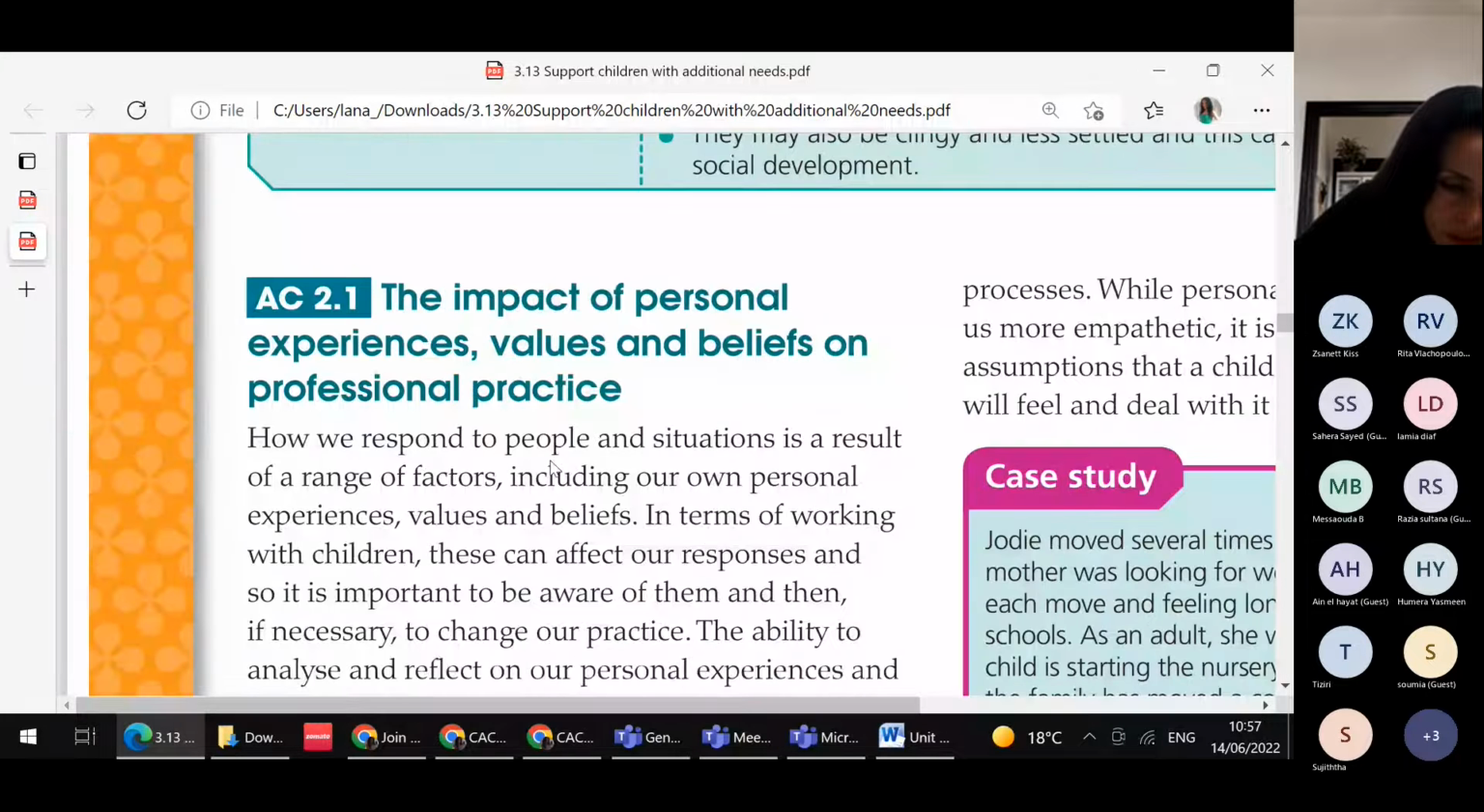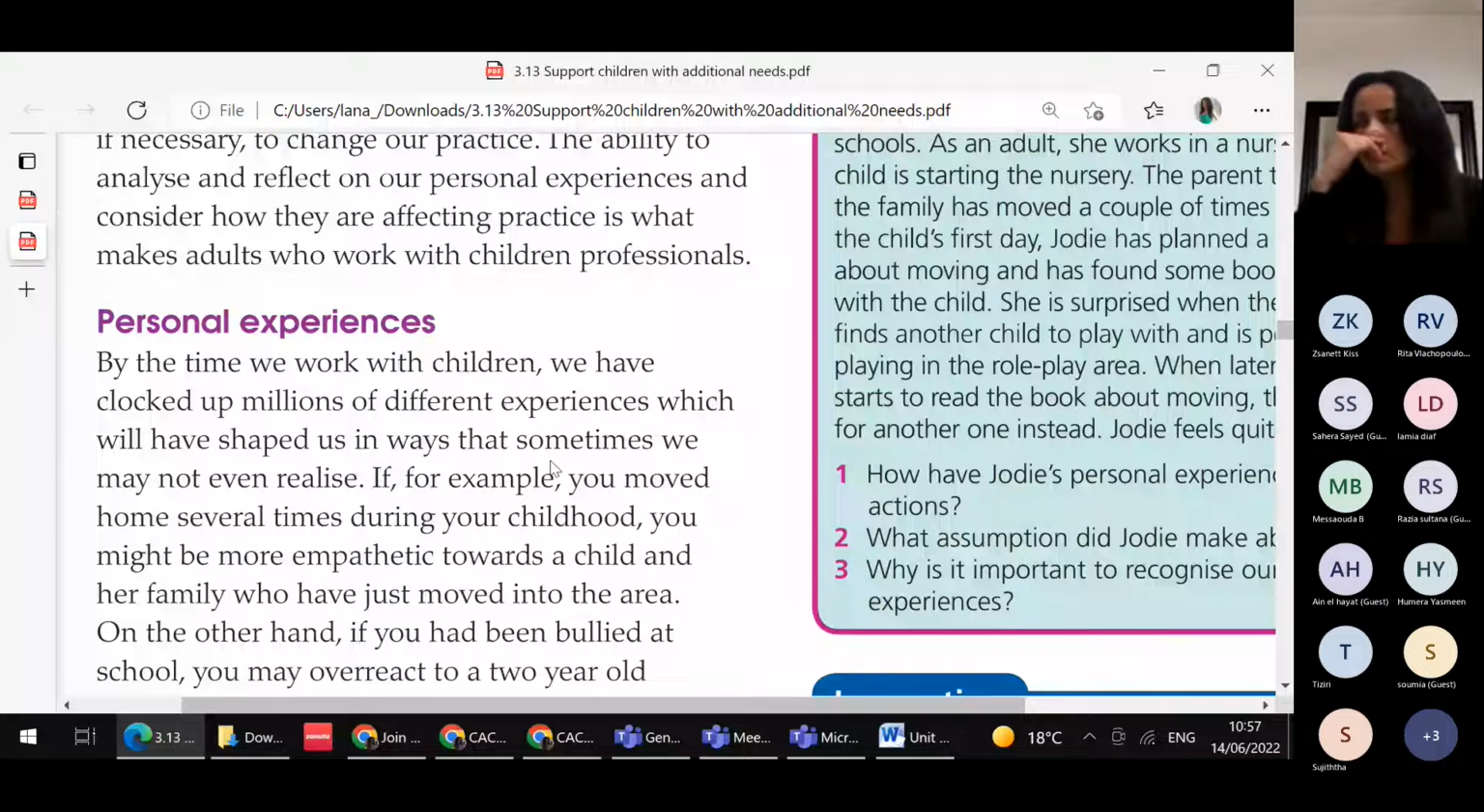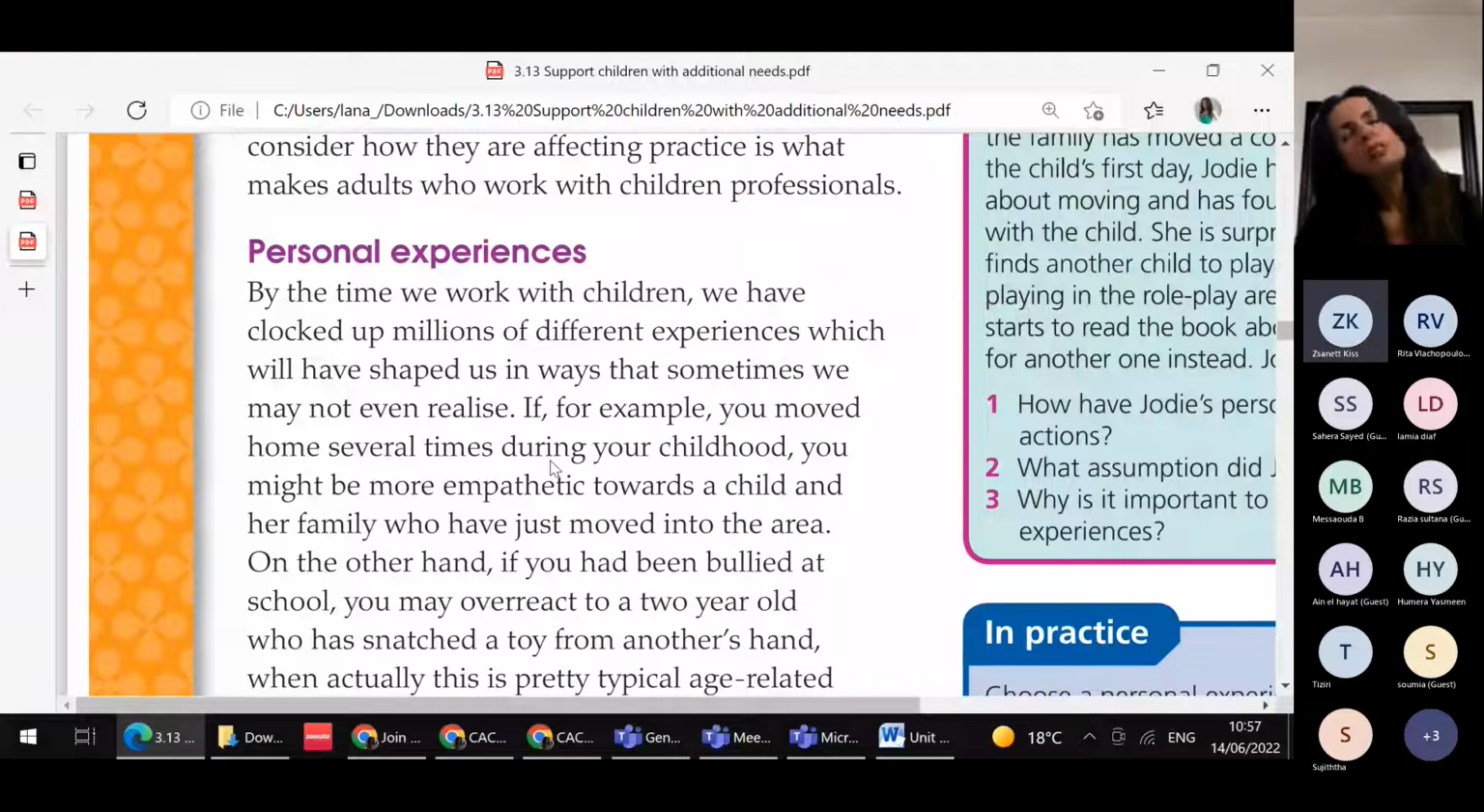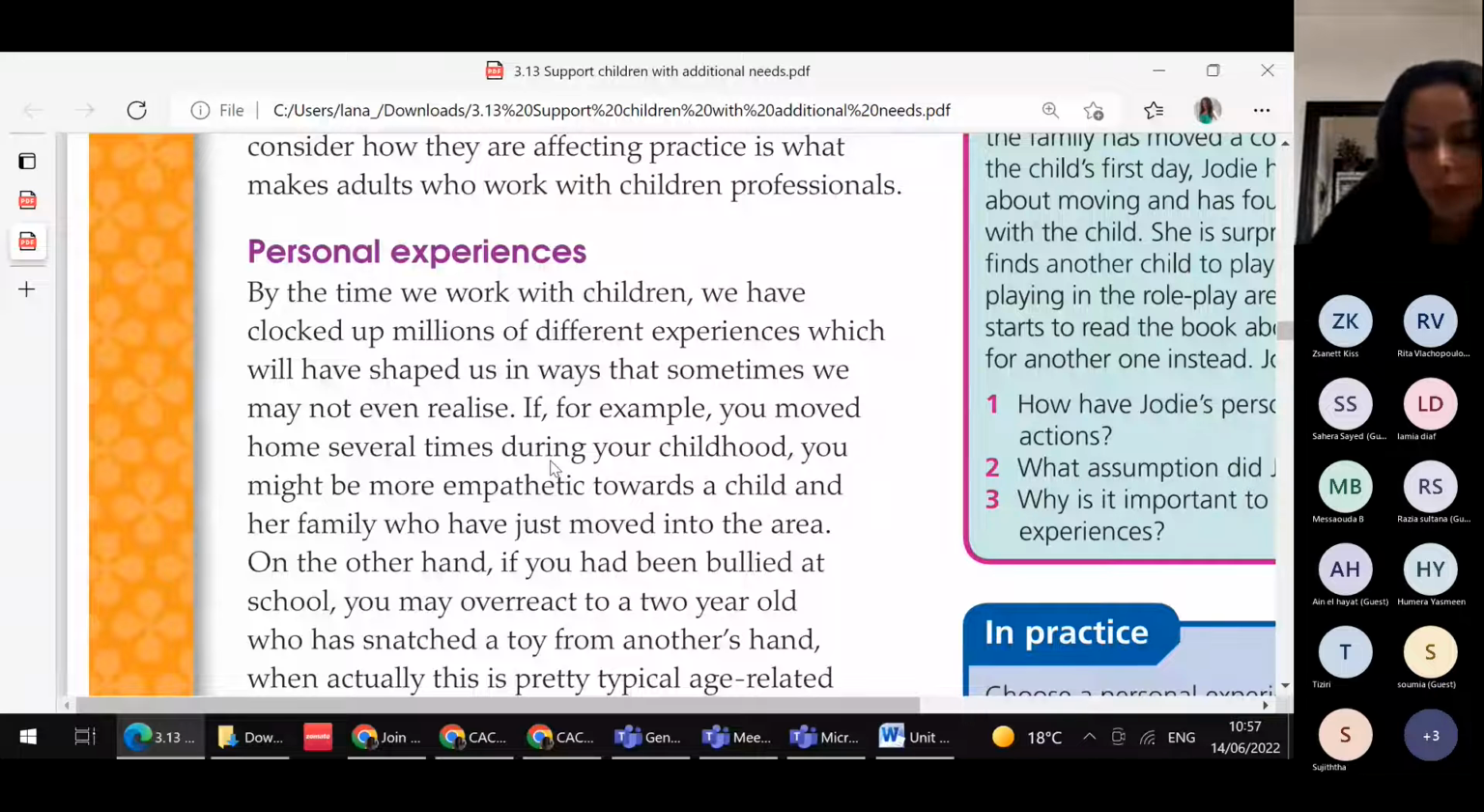So is this understood? So first of all, personal experience. Let us say, now I just want to give you an example. When I was a child, I got attacked by a dog, and it was very, very scary. So now when I see any dog near a child, I will react to this. I'll be very, very scared. I would just want to separate the both of them. So same here. Personal experience would affect the way you treat the children, either positively or negatively.